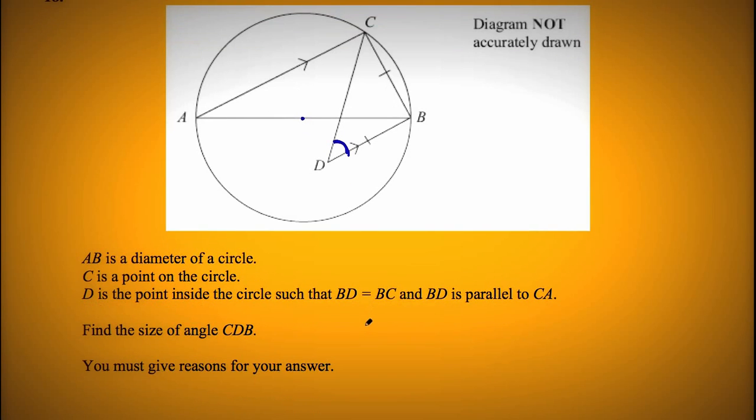Well, the first thing I'm thinking is that angle ACB is 90 degrees, because the angle in a semicircle is 90 degrees. And I know it's a semicircle because I'm told that AB is a diameter. So that tells me that that is 90 degrees. I also know that those two angles are the same because it's isosceles here, but I'm not sure if that's going to help me in this case.